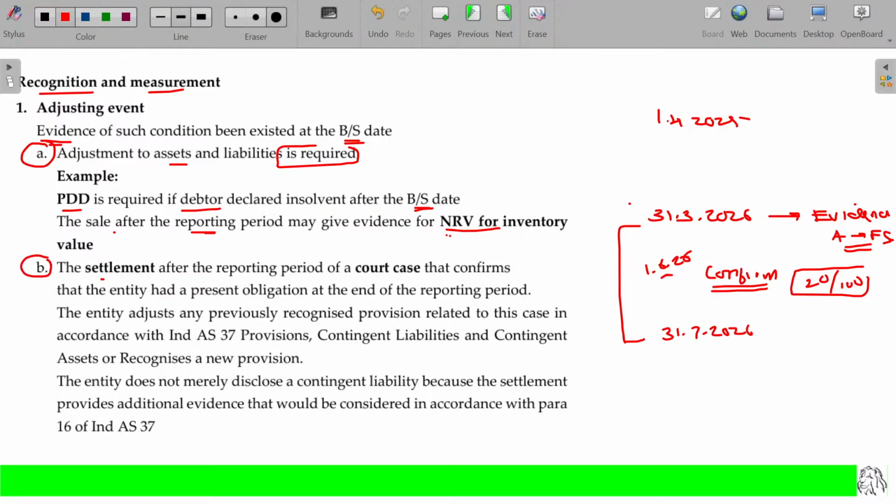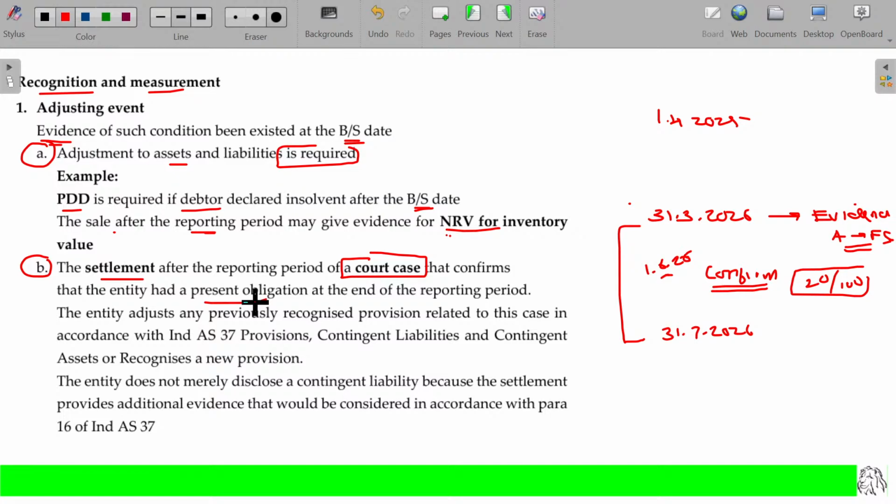B. The settlement after the reporting period of a court case that confirms that the entity had a present obligation at the end of the reporting period. Somebody has sued us for improper or substandard goods and we defended. If we lose, then what happens? We have to pay the compensation to them.